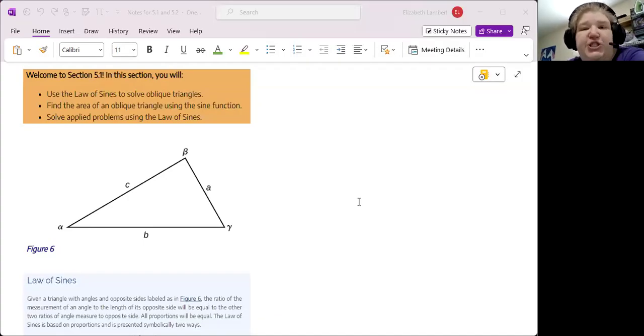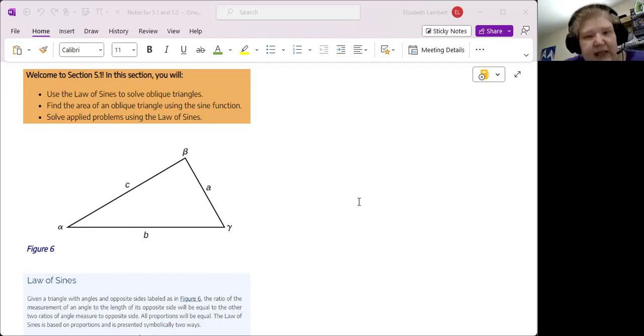And now we are starting chapter 5 with the first two things, called the law of sines and the law of cosines. And what these let us do is solve for different things in oblique triangles. These are triangles that do not have a right angle. Now, I do want you to remember something about how triangles are constructed.